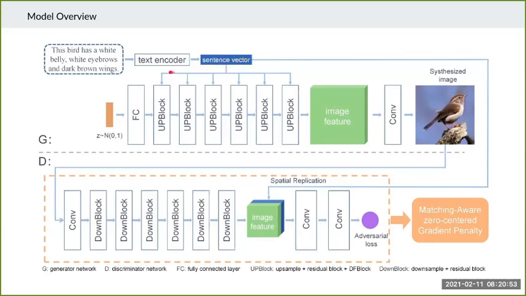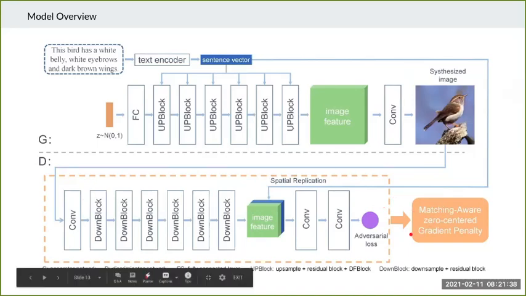So the sentence vector is conditioned to all the up blocks, something similar to SD-GAN, where they were using conditional batch normalization. So it's similar to that, but they have made some considerable changes to it as well. And then the image feature is obtained, and finally it's passed through a convolutional layer to get the synthesized image, or generated image, from the generator network. And then this is directly passed to the discriminator network, which performs down convolution using these down blocks, which is similar to other discriminators, because there's not much modification in the discriminator network itself. But there's something called the matching-aware zero-centered gradient penalty, which is a regularization term introduced. So how this loss is computed and the regularization performed on this loss has been changed, but not the discriminator network itself. It hasn't been modified too much.